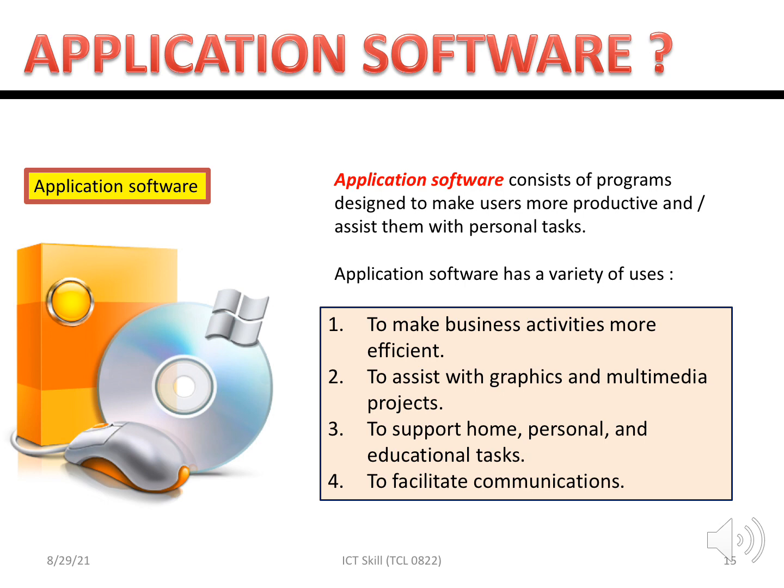We have explained the system software, which is the operating system and utility program, and now the second type of software is application software. So what is application software? Application software consists of programs designed to make users more productive and to help us do our tasks. For example, as a student, you use a lot of applications for assignments and presentations, and also for business.